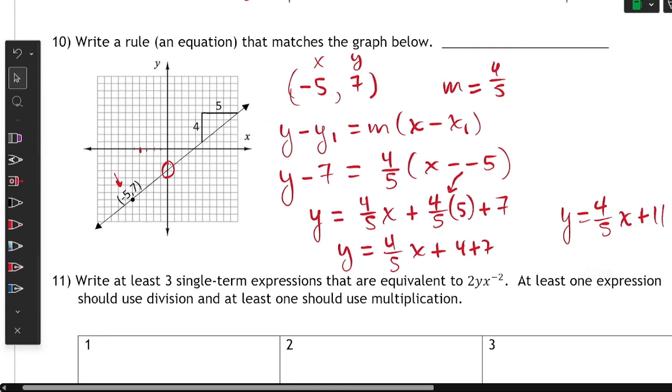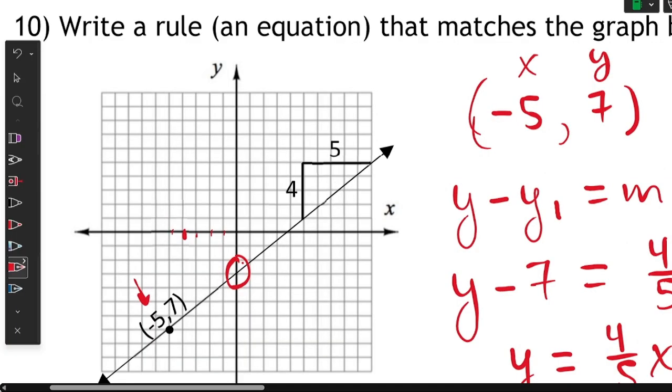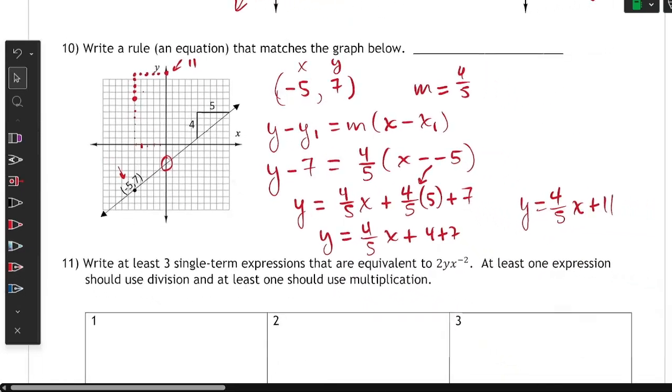Which means that this point, negative 5, 7, would actually be up here: 1, 2, 3, 4, 5, 6, 7. This point would live here. And if I was at that point and I continued to do the up 4 over 5, up 1, 2, 3, 4, and I went over 1, 2, 3, 4, 5, I would be at 11. I would have a y-intercept of 11, which is exactly what I'm seeing.